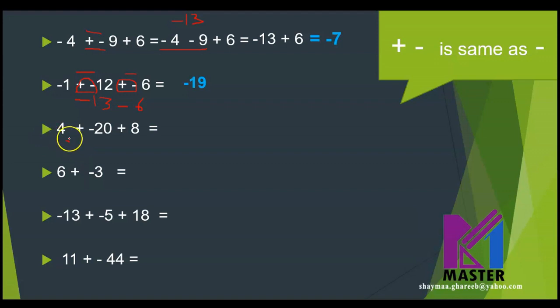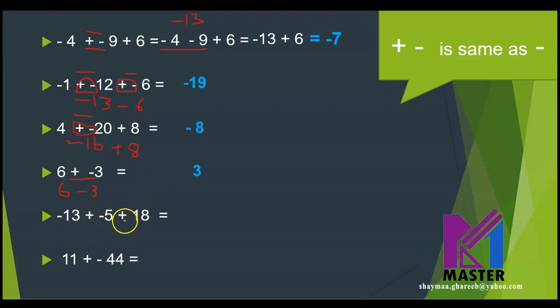Second example, 4 plus -20 plus 8. I'm going to change these two signs into a subtraction sign. 4 minus 20 gives -16. -16 plus 8 gives, yes, -8. 6 plus -3, I'm going to change it to 6 minus 3. 6 minus 3 equals 3.